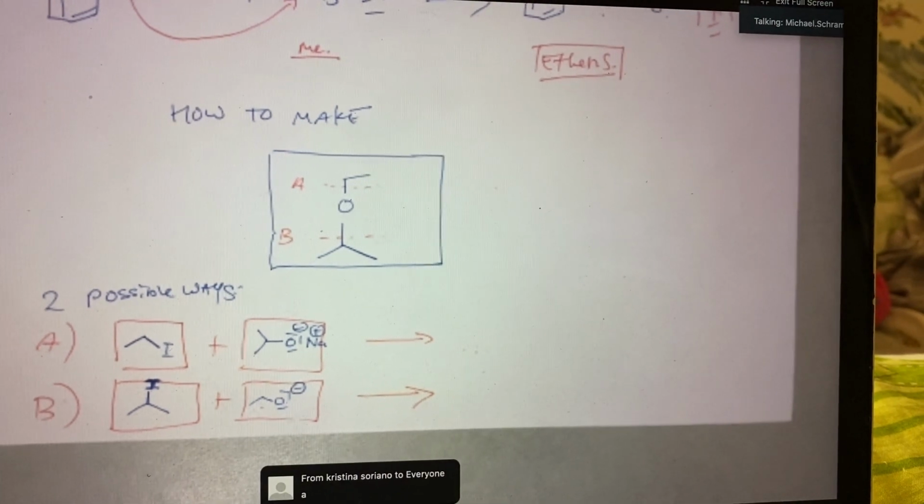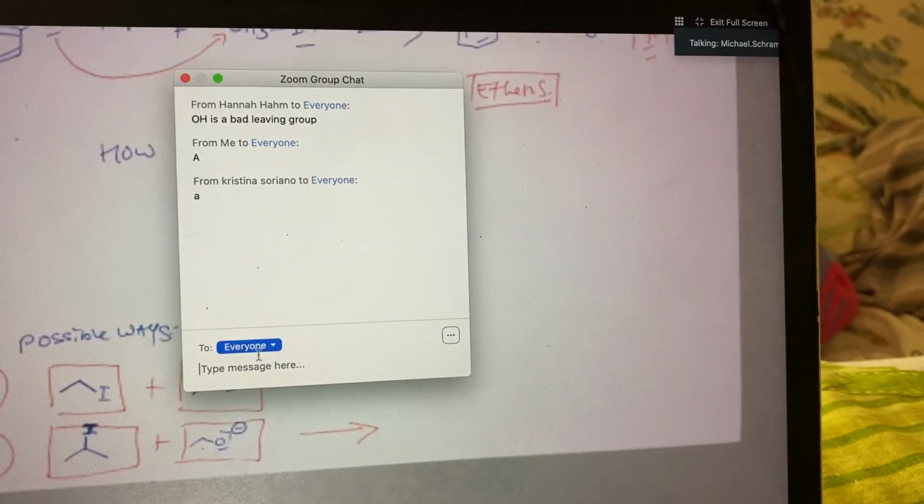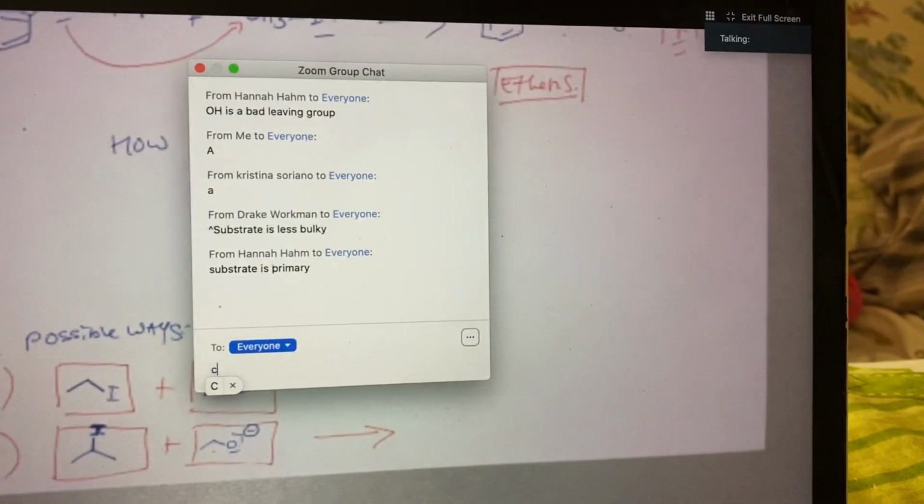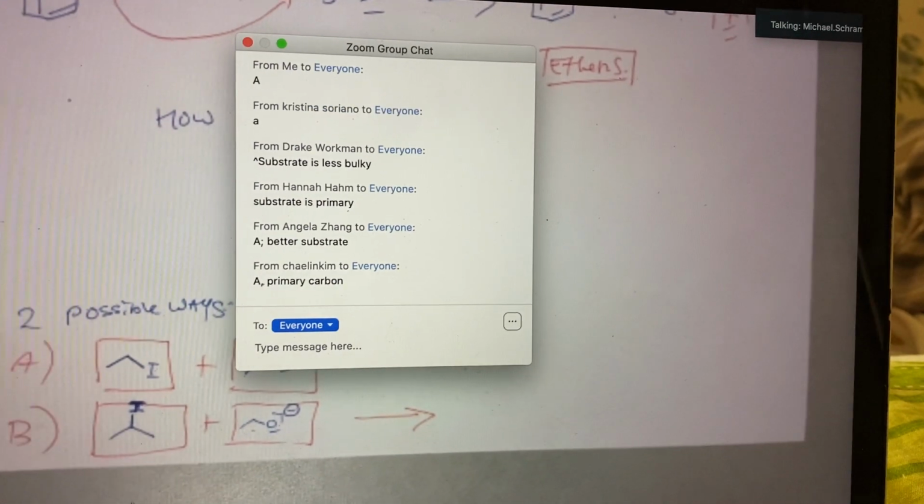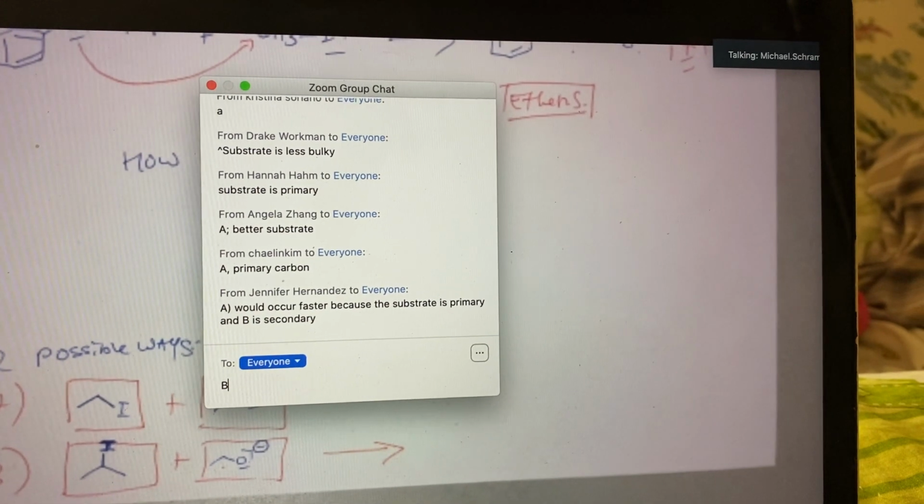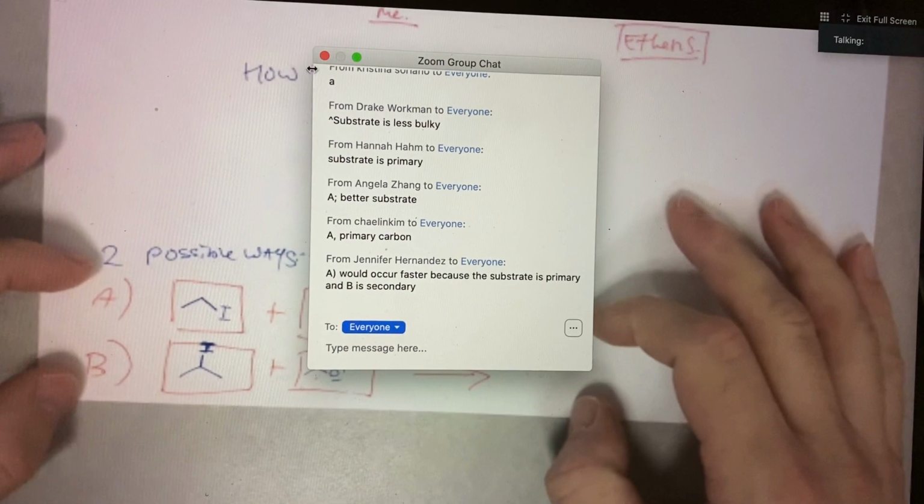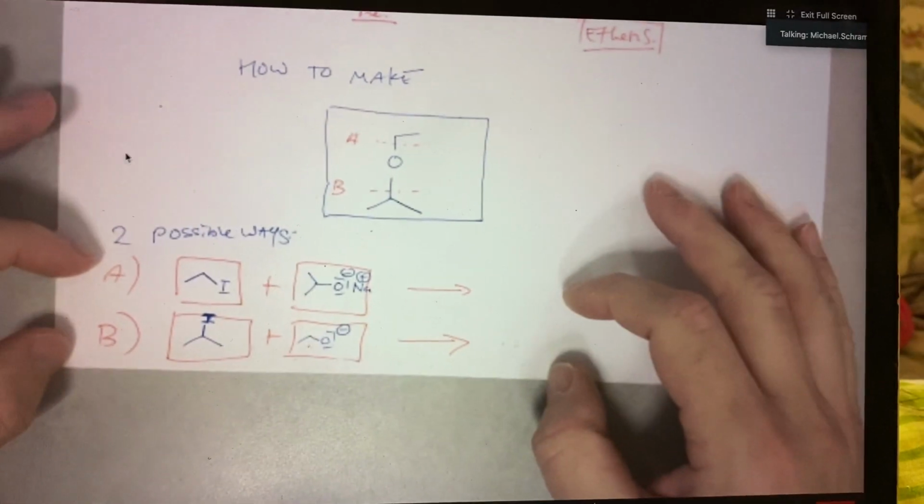Okay, A, good. Now we need a reason why A. Just write something short. Why do you think A is better? Just put it in a brief half sentence. Substrate is primary. Great. Thanks, everyone. Wonderful. So if we were evaluating these reactions side by side, which one of them would be faster? Which one of them would be better?